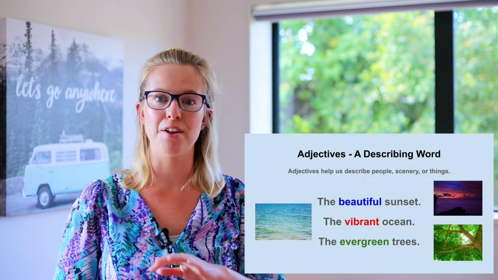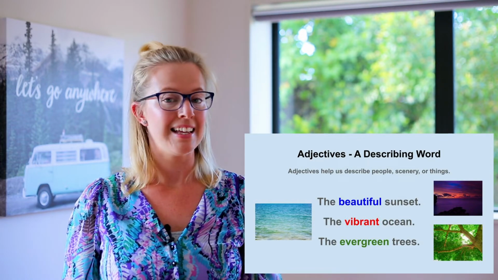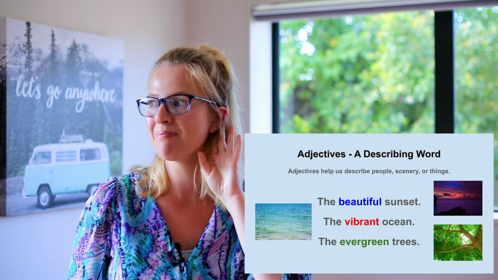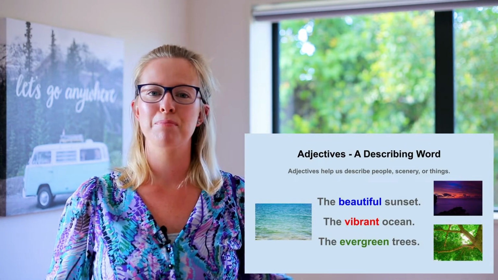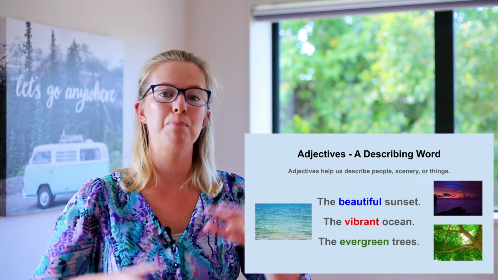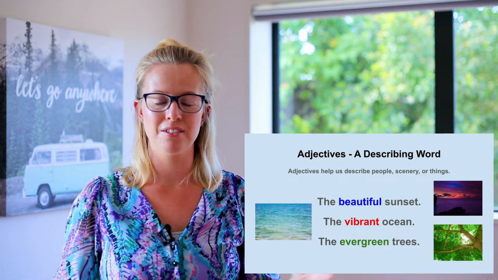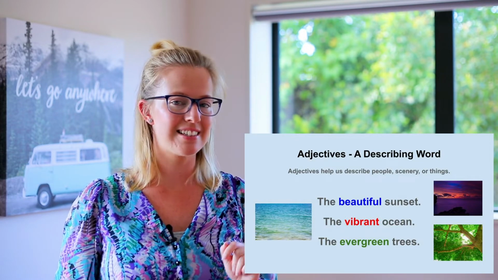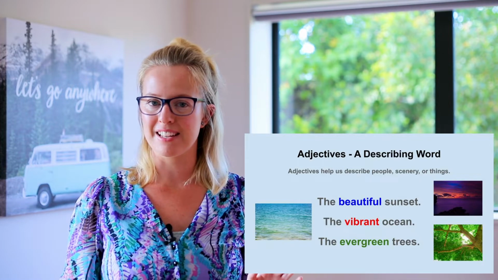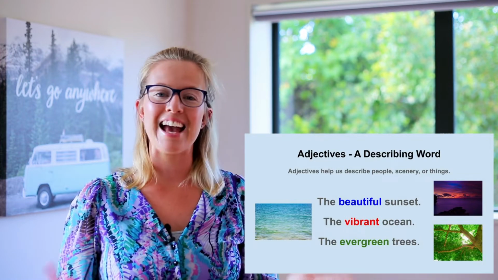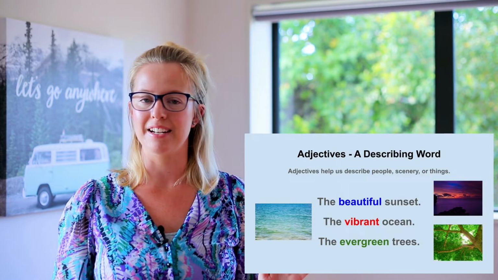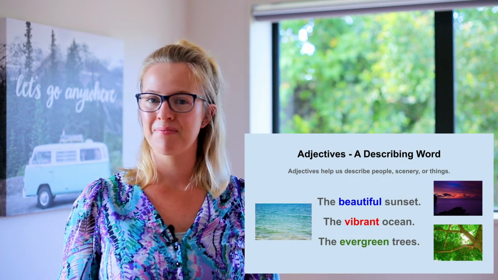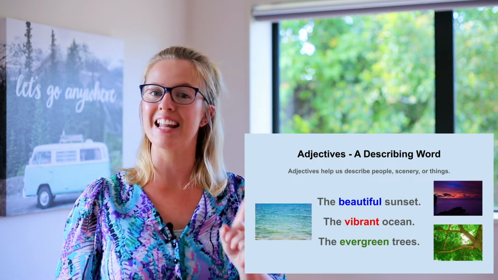In the next one, we have the vibrant ocean. Now, does anyone know what the word vibrant means? Yes, you're right. Vibrant means bright. So we've got the bright or the vibrant ocean. So vibrant is the adjective in that sentence. And our last sentence is the evergreen trees. You got it. The adjective in that sentence is evergreen. And it's describing those trees as always being green. Well done. Let's see if we can do the next ones.